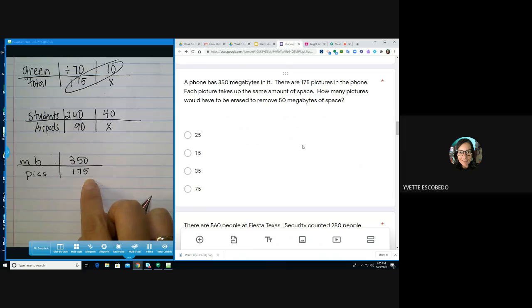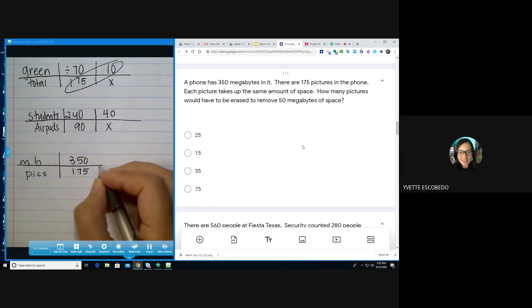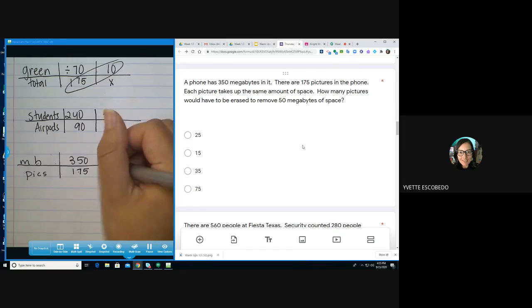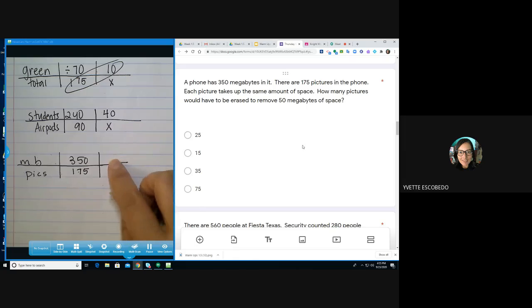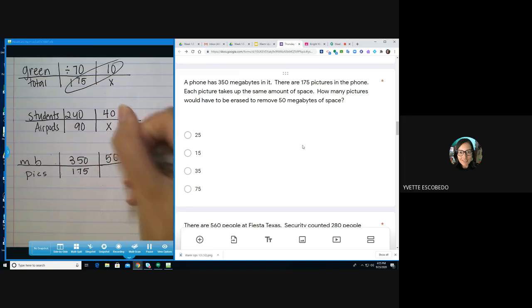Each picture takes up the same amount of space. How many pictures would have to be erased to remove 50 megabytes of space? So if I want to know, I've got 50 megabytes. How many pictures would that be? That's what I'm trying to figure out. Now you continue. You're going to finish solving, and then you're going to answer the rest of this form.